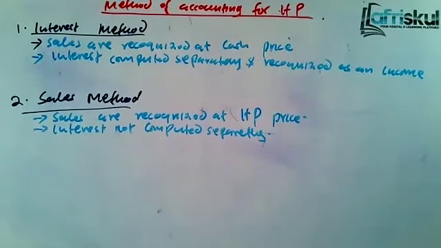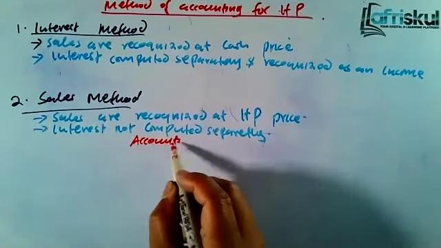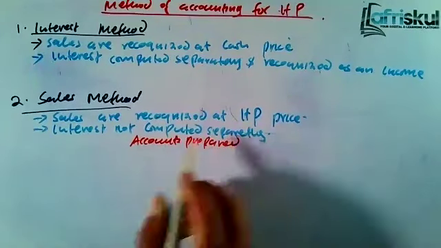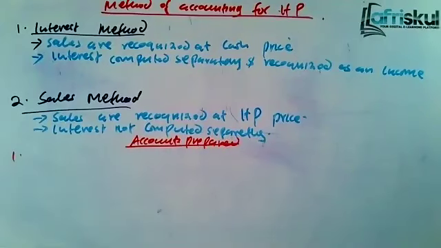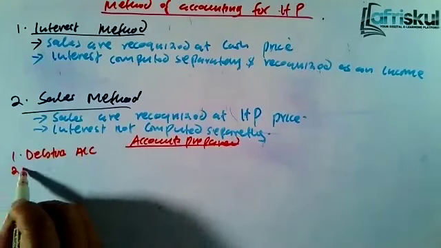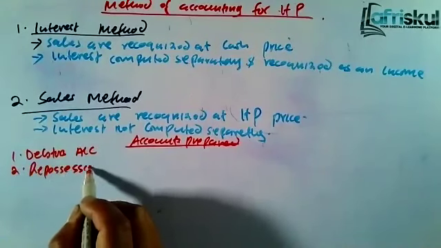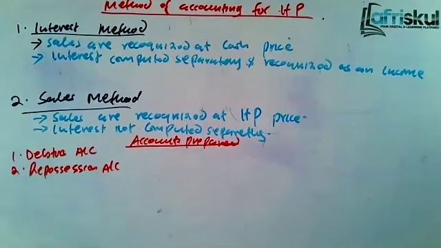So those are the 2 methods used. And then we have some accounts prepared. What accounts do we prepare when accounting for hire purchase? One of the accounts, the major account, is the debtors account. And number two is the repossession account. And you know what repossession is? This is where the person had acquired the goods, but is unable to pay the installment. So in this case, the seller goes and takes back the assets. That's what you call repossession.